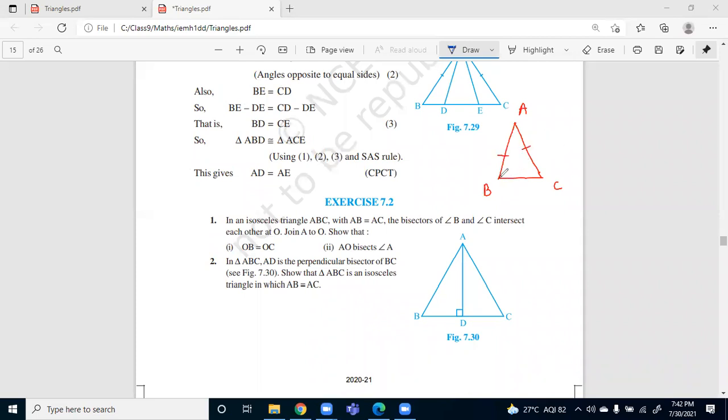Bisectors of B and C are meeting at O. Join A to O, we have to join this A and O. Bisector means these two angles are equal, so I am naming them 1 and 2, and these 3 and 4. These bisectors are meeting at point O. Now you have to join A to O. Now you have to show that OB is equal to OC.